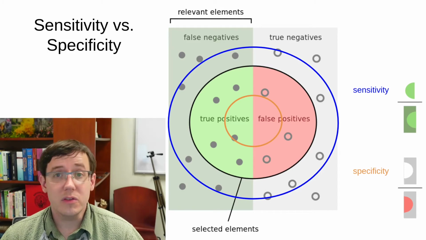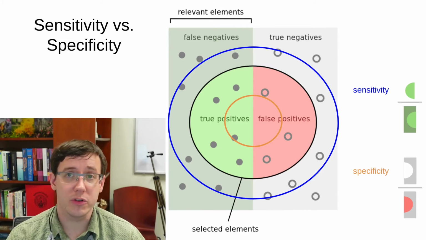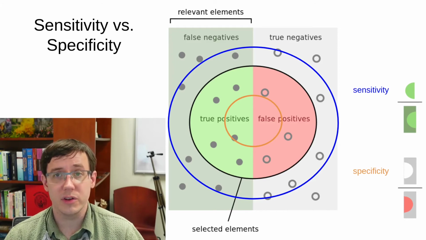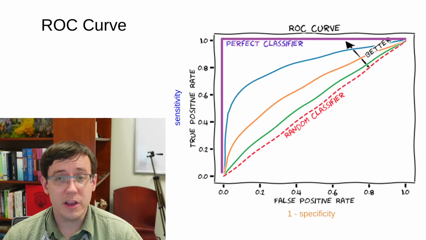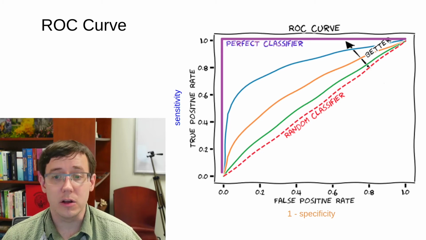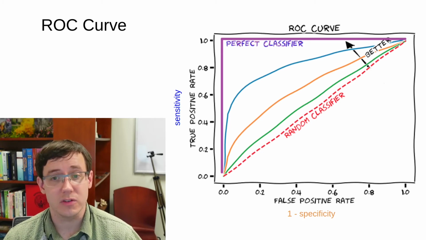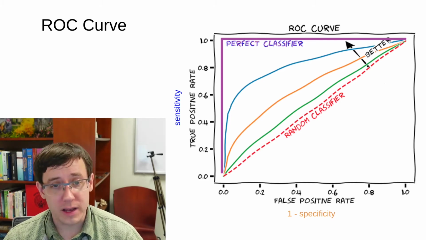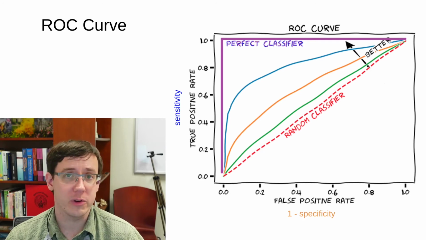These ellipses may seem like a contrived example, but these trade-offs between precision and recall, or between sensitivity and specificity, apply to a wide range of machine learning models. And so it's common to think about, for a particular model, how does that model trade off between sensitivity and specificity? A common way to visualize this is with a receiver operating characteristic curve.